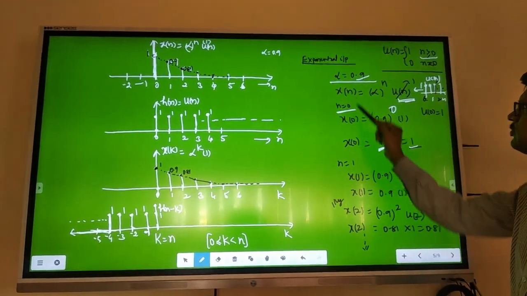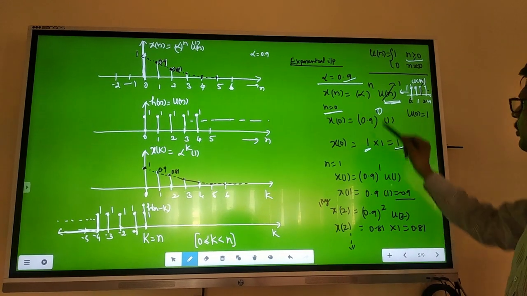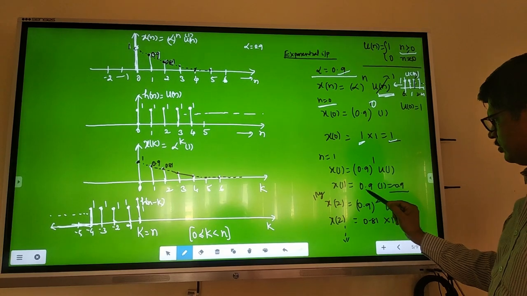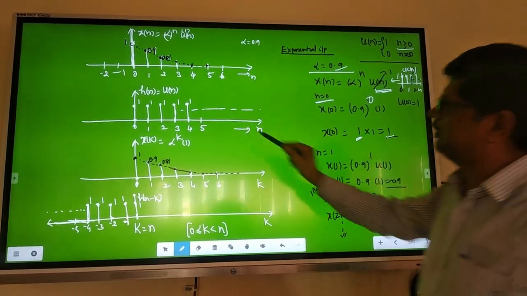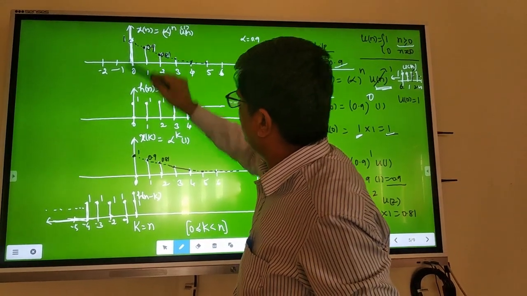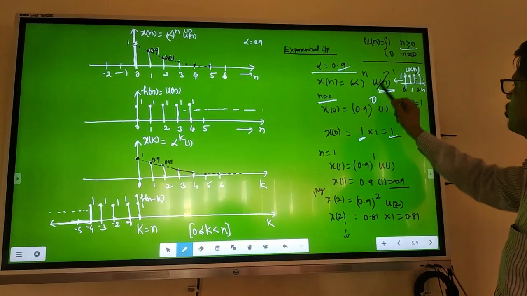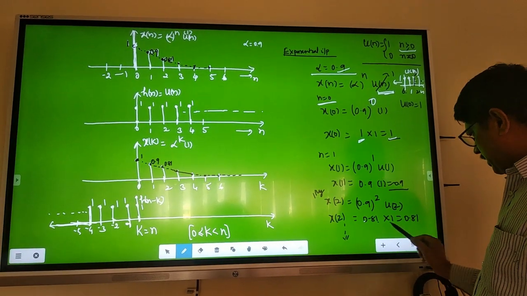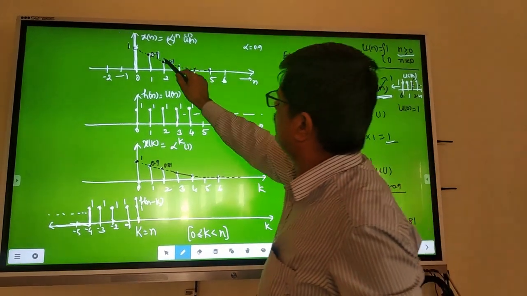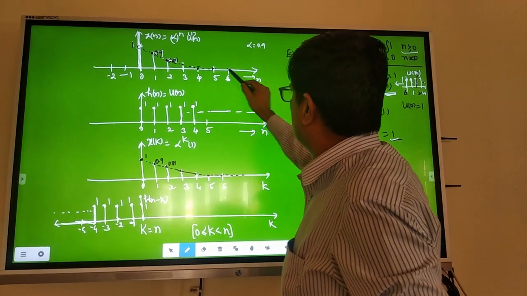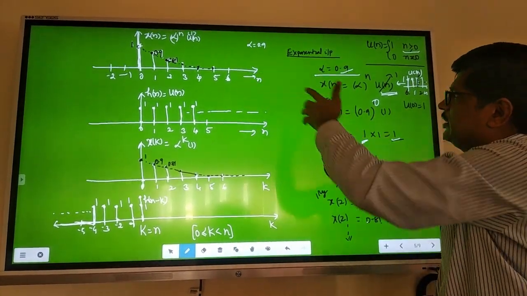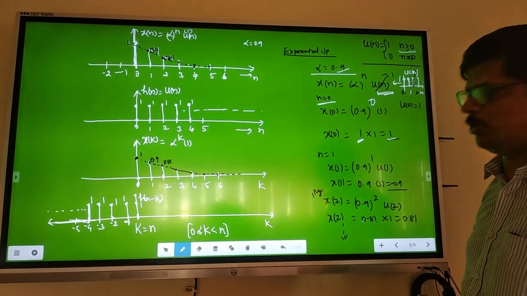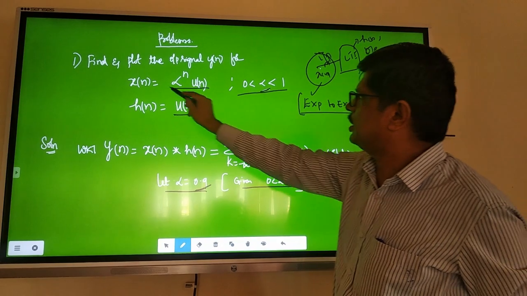Next, when n is 1, substitute here: x of 1 is equal to 0.9 to the power 1 into u of 1. u of 1 is 1, u of 2 is 1. x of 1 is equal to 0.9 into 1, which is 0.9. So at 1, we get 0.9. At 2 similarly, 0.9 squared into u of 2. u of 2 is 1, and 0.9 squared is 0.81, so that is equal to 0.81. Like this, you will get an exponentially decreasing, decaying signal. That is why the input given is exponential.